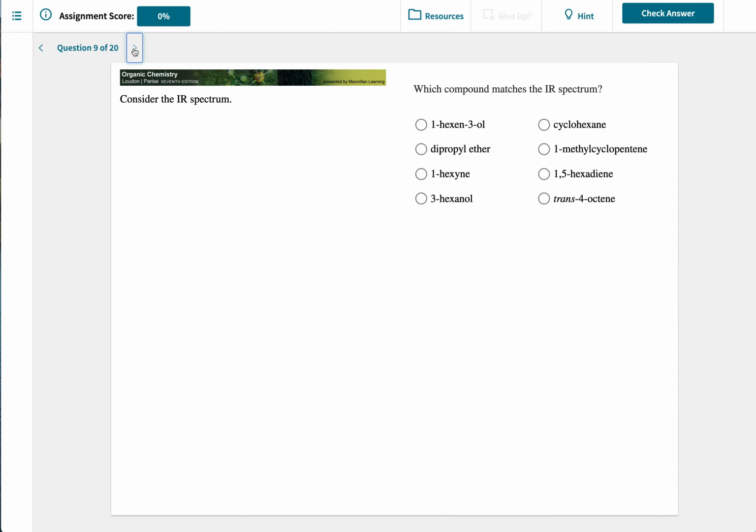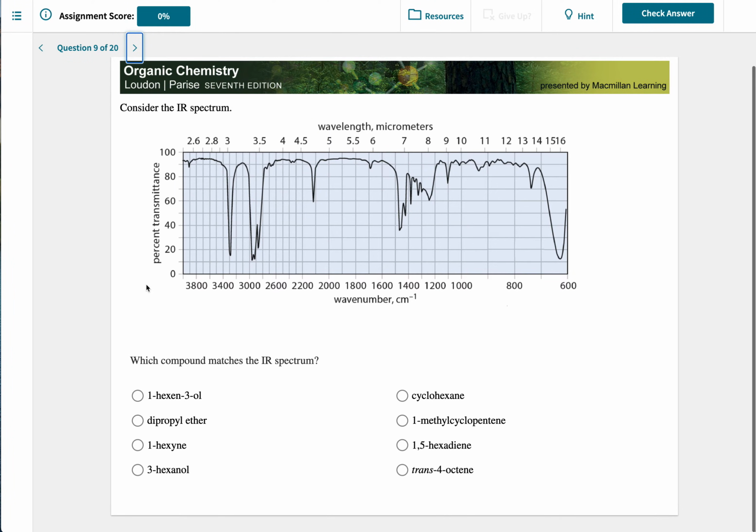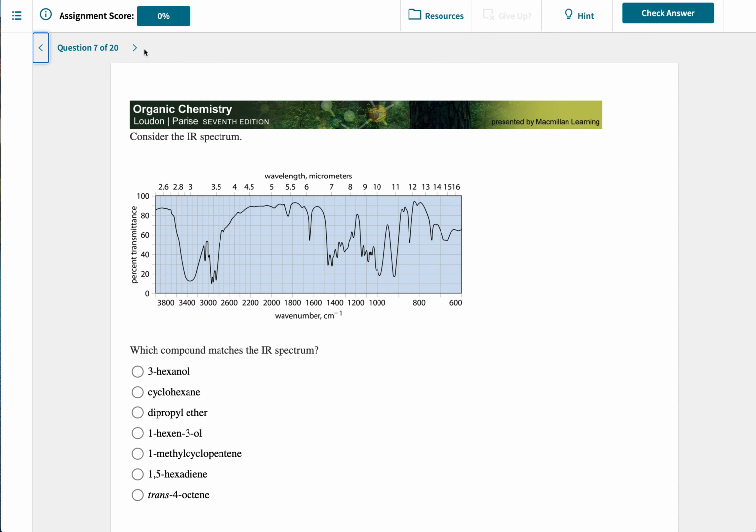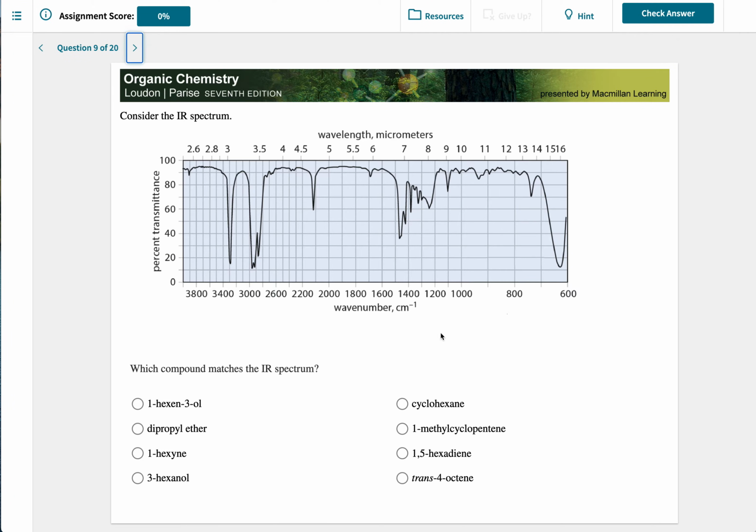That should make this problem easier. Here's another one. What compound matches this spectrum? I kind of feel like it's the same list of molecules as the problem a couple problems ago. This one right here kind of looks like it's the same list. It's going to be easier to work on problems like this if you draw out the structure.